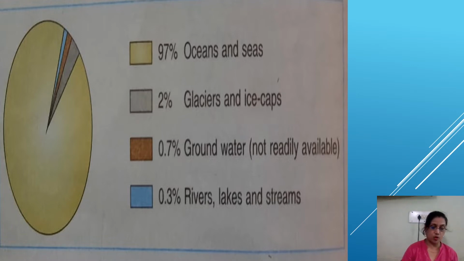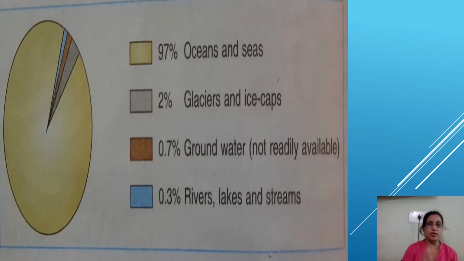97% of water is in seas and oceans. Means it is salty, not fit for drinking. So how much is left? How much water is left? Then only 3% can be used for drinking purposes, that we can use.